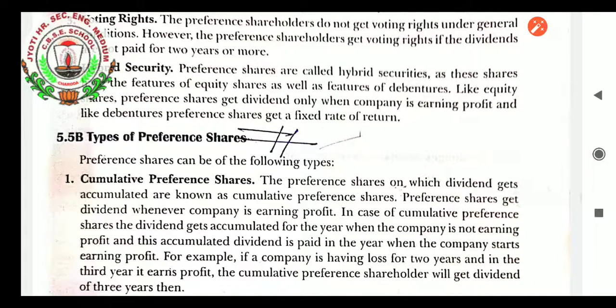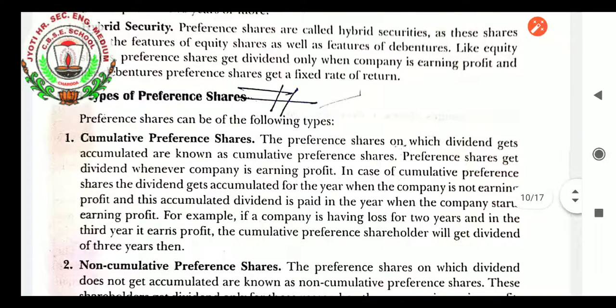Types of preference shares. There are the following types of preference shares. The very first is the cumulative preference shares. The type of preference shareholders who get the part of the profit of the loss year also, accumulated in the profit year, is known as cumulative preference shares.